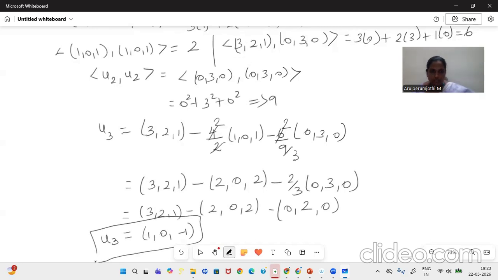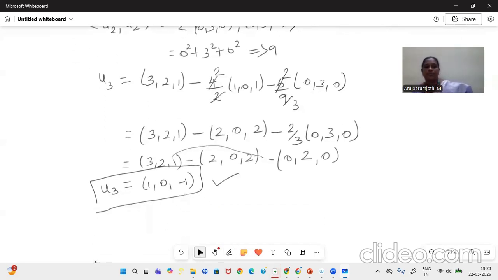So you can check it. 3 minus 2 is 1. Then 2 minus 0, it is 2, minus 2, it is 0. And then 1 minus 2 is minus 1, and then minus 0. So it is minus 1.